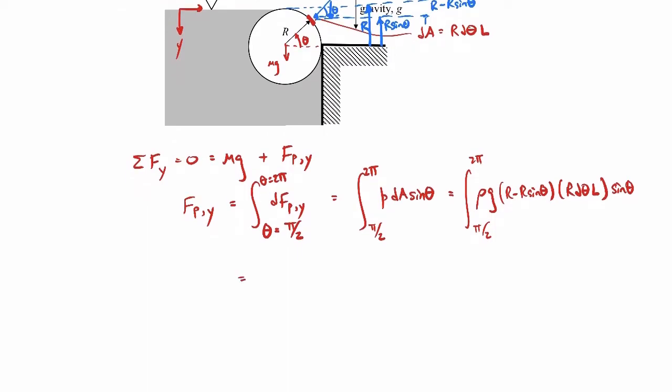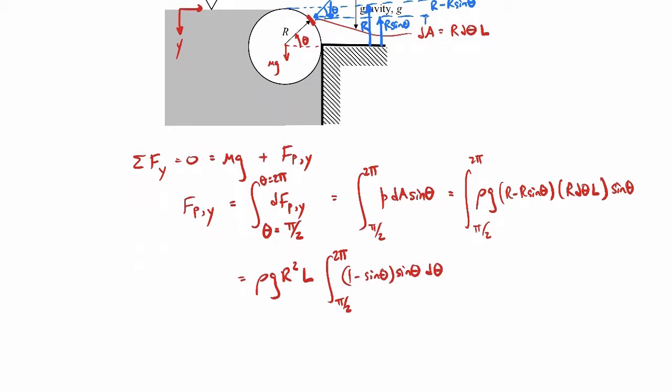Well, we can go ahead and simplify that. Let me pull out some constants. The rho, the g, there'll be an r squared and an L, all come outside the integral. And then what we're left with will be a 1 minus sine theta times a sine theta d theta. I believe I have that all correct there.